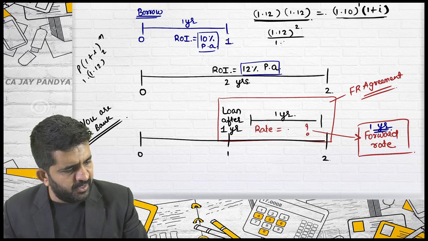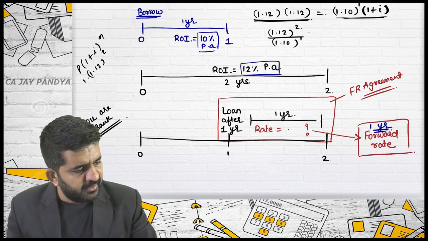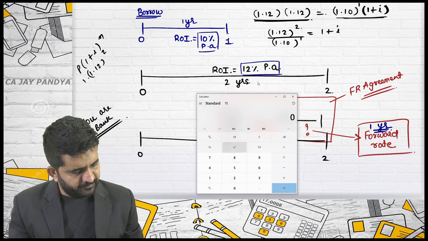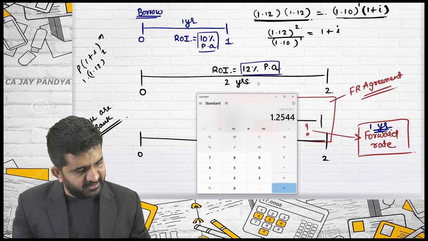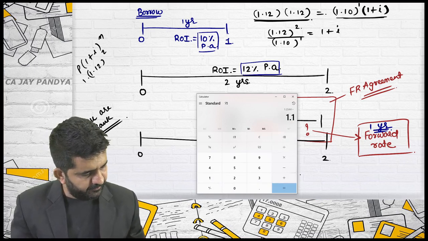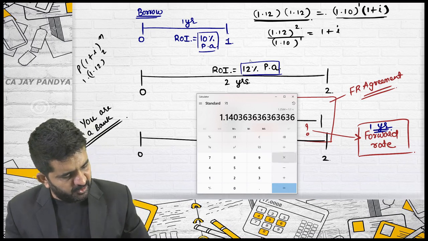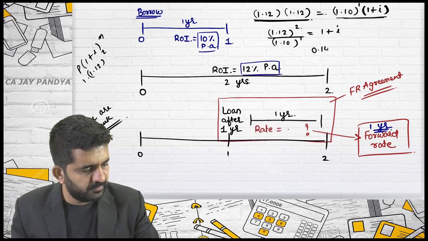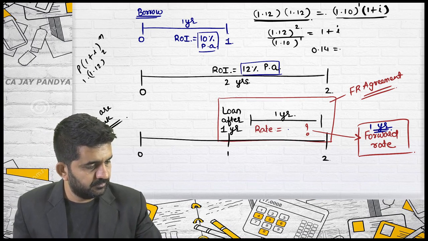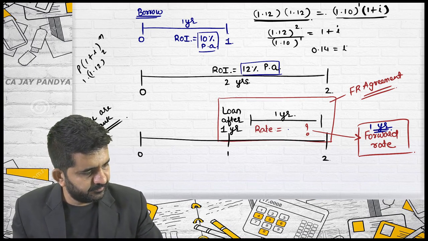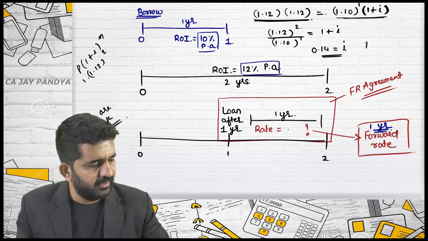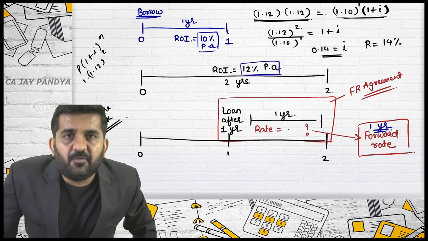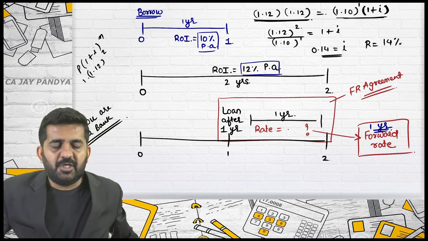square upon 1.10 raised to 1 is 1 plus I. The answer will be 1.12 square divided by 1.10, this 1 will go this side, minus 1 is I, 0.14 is I. That is, rate of interest is 14%. Rate of interest is 14%. Yes, alright. Try to concentrate.